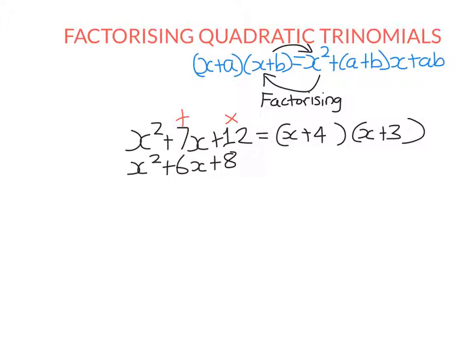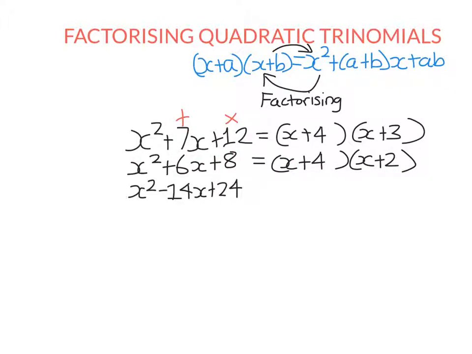So x squared plus 6x plus 8. We set up our two brackets with an x in. So the two numbers are going to multiply to 8 and add to 6. So they are 4 and 2. And then we're done. Once again, if I expand this using FOIL, I get this.